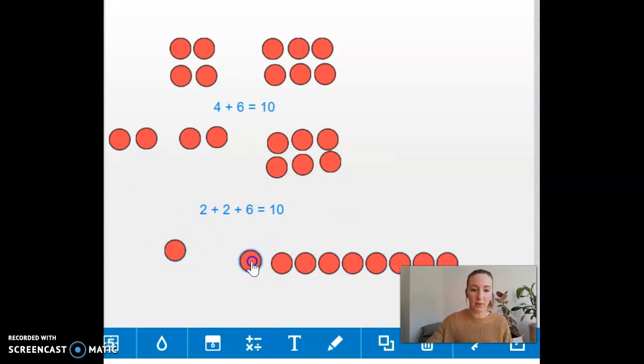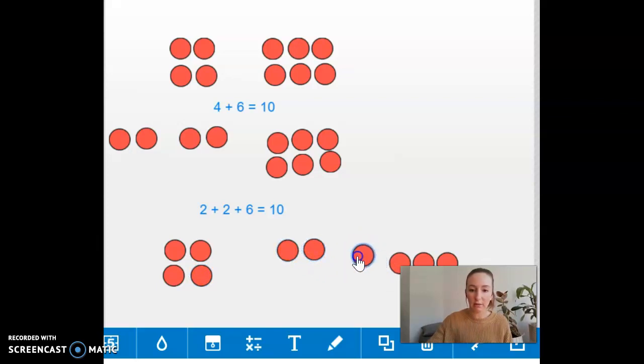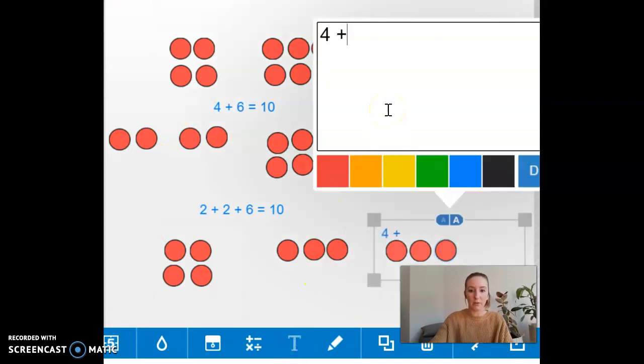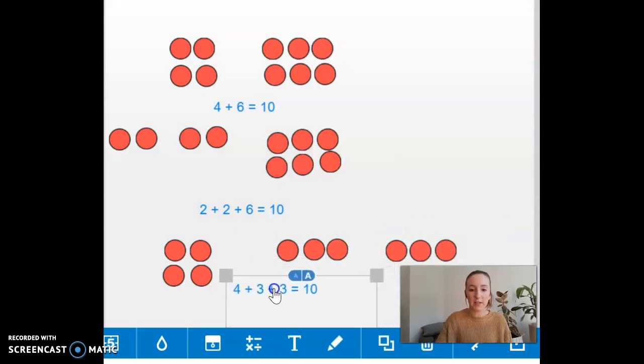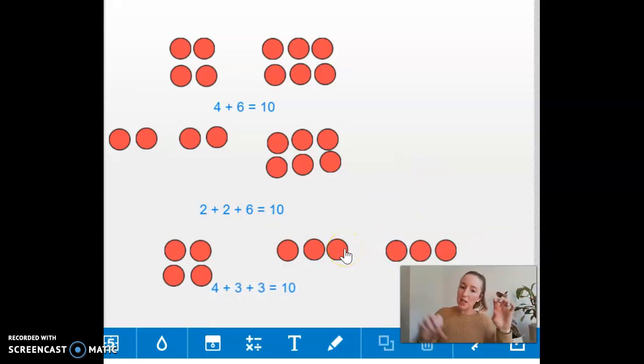I could keep my 4 together, and then I could even break my 6 up into 3 and 3. So here I've got 4 plus 3 plus 3 equals 10. I'm still using my tens facts of 4 plus 6, but I'm changing the numbers around a little bit.